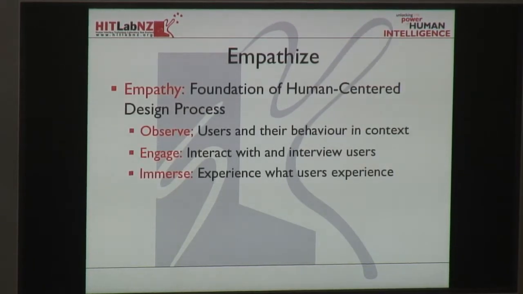So in many ways, empathy is the basic foundation of the human-centered design process. So empathy is being able to understand somebody else's situation or context. And you build it by observing users and their behavior in context, by engaging with individual users, and also by experiencing what the user experiences. So what you're trying to do is put yourself in the other person's position, so you deeply understand what their needs are and what environment they operate in. So why do you think that would be important? Why would it be important to be able to empathize with somebody?